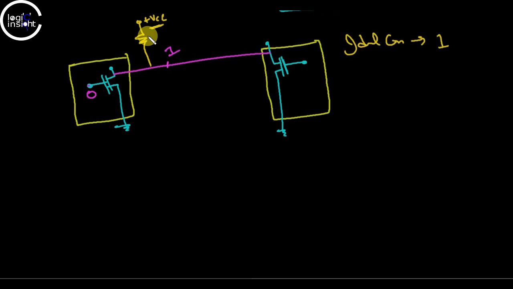So we observe something here: when we apply 0 here, VCC is acting on this and the bus is in one condition. If we apply 1 here, then this is short circuited and here it will become 0. So this is how we change the bus conditions.